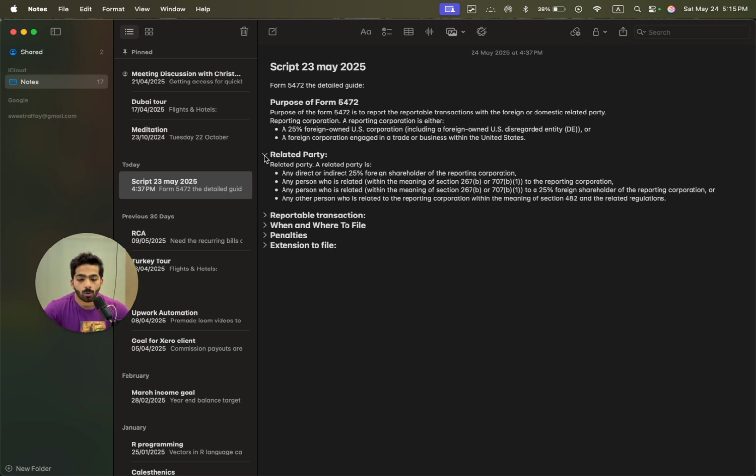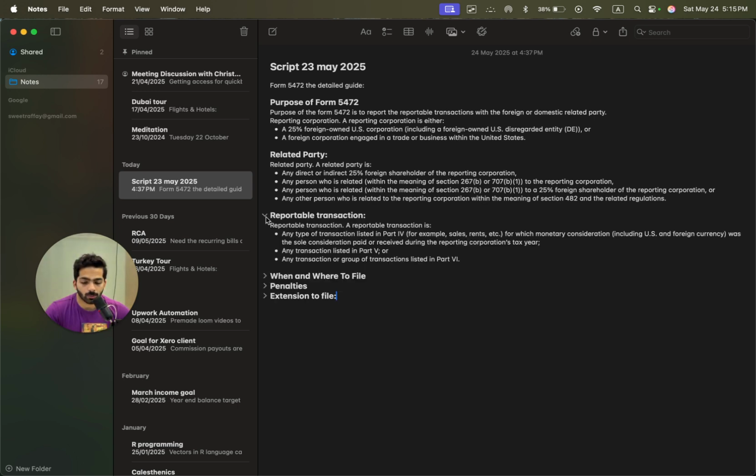So what types of transactions are reportable? Any transactions such as sales, rent, or any monetary transaction, whether in US currency or foreign currency, or any transaction which is part of the group, like I invested money, I contributed, or I withdrew money. Any transaction related to that must be recorded here also.